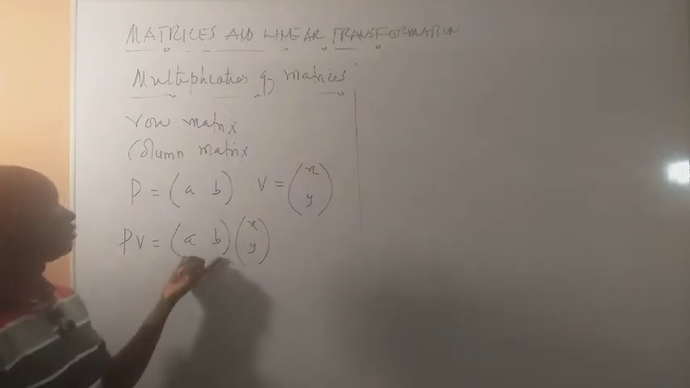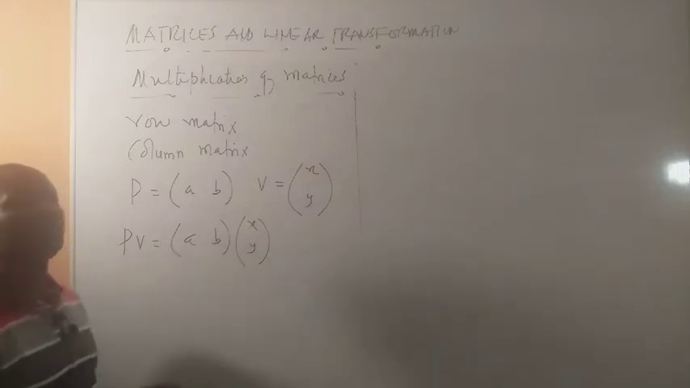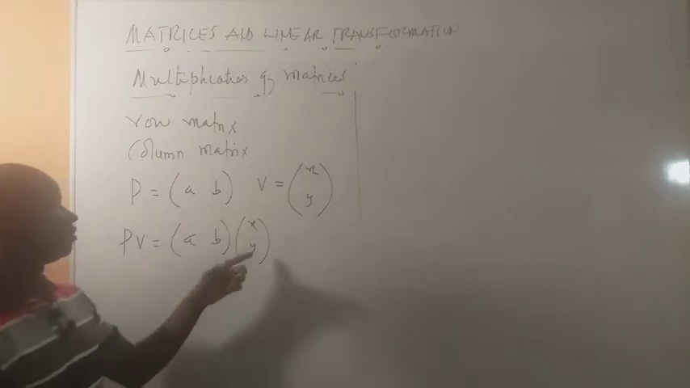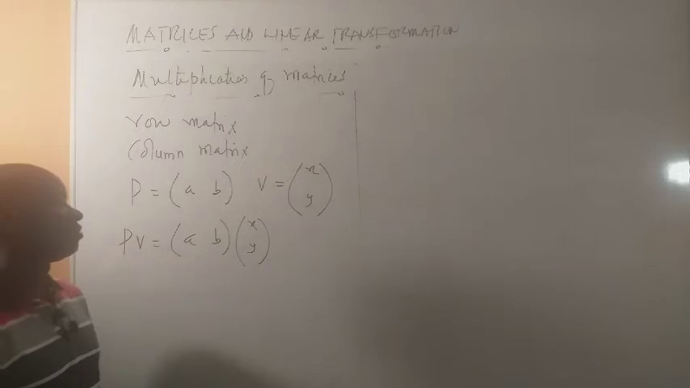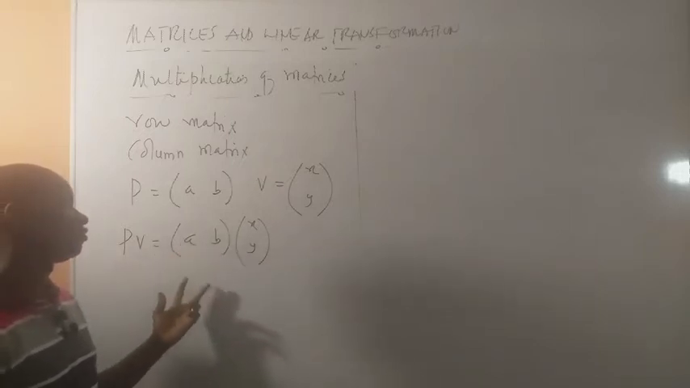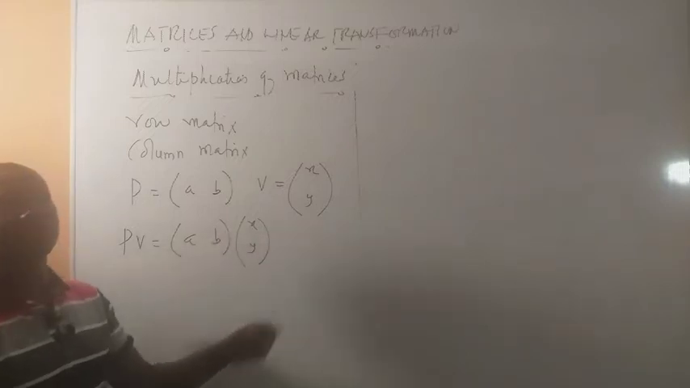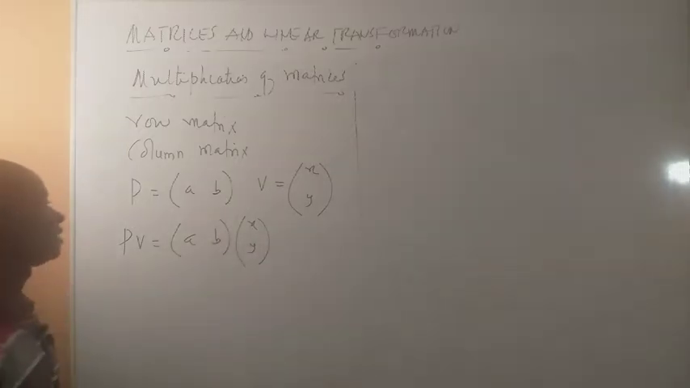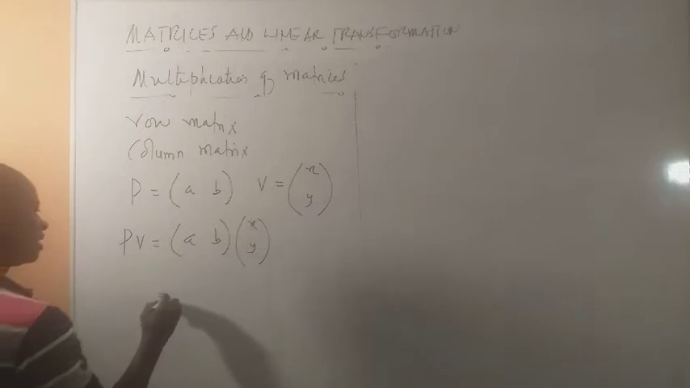So now when you look at this row matrix, the number of columns is 2. I guess by now you understand why the columns are 2. And when you consider the column matrix, the number of rows is also 2. So because the number of columns of the row matrix is equal to the number of rows of the column matrix, that's why we can multiply. And so these are the multiplication goals.